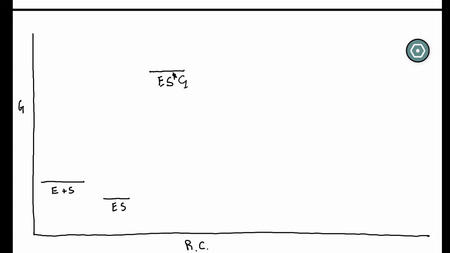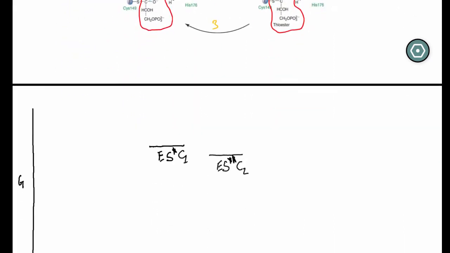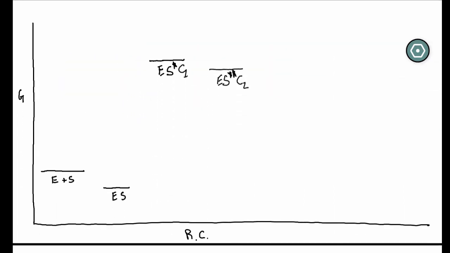Now step 2, I'm going to go ahead and draw something that looks like this. I'll put it about right here. ES, and we'll call it star star. And then I'm going to put the product. So I'm going to put C2 because we have to have our coenzyme come up here. We're adding our coenzyme. But then I'm going to put plus P1 because we release product there.